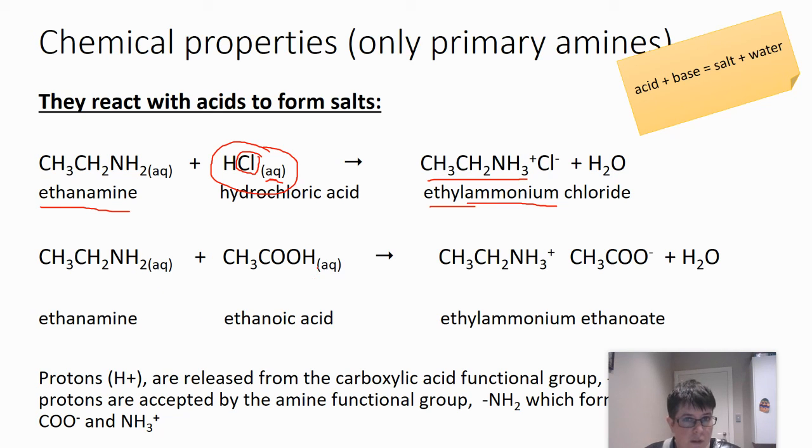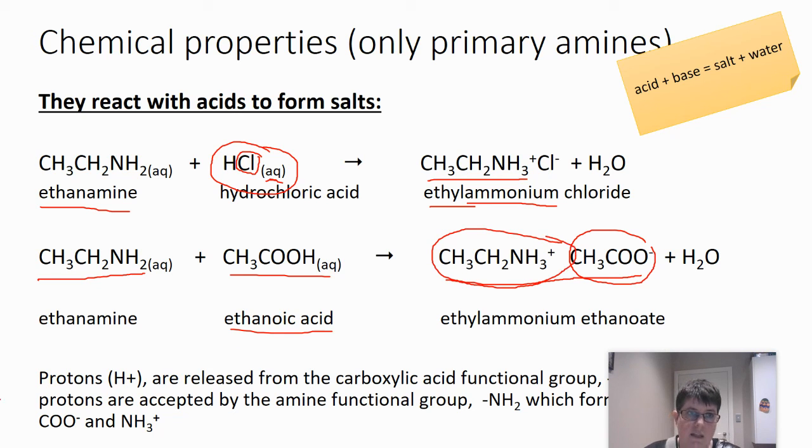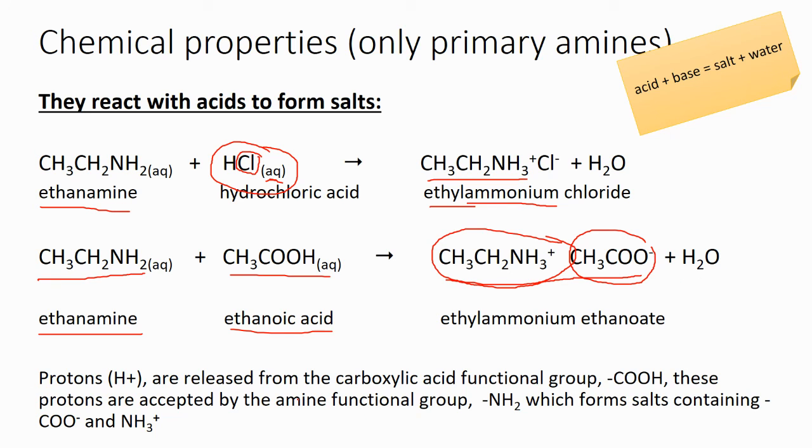We can also react it with carboxylic acids because they're just acids as well. So we've got ethanoic acid and ethanamine, and it makes ethyl ammonium ethanoate. So this ion here comes from the ethanoic acid, and this ion here comes from the ethanamine. And then we've got to remember to put the water on as well. So protons are released from the carboxylic acid functional group, and these protons are accepted by the amine functional group, NH2, which forms salts containing these two ions. So we've got the negative ion and the positive ion.